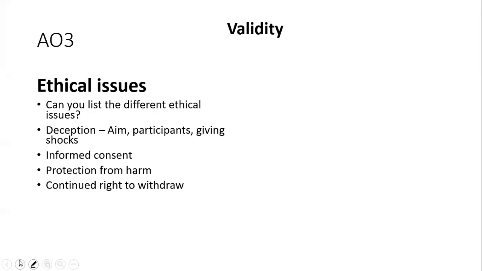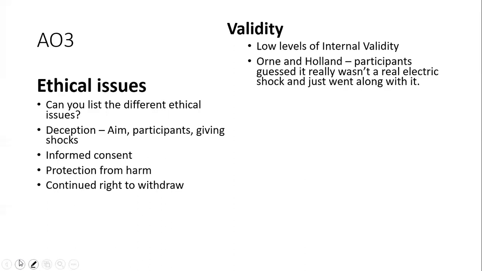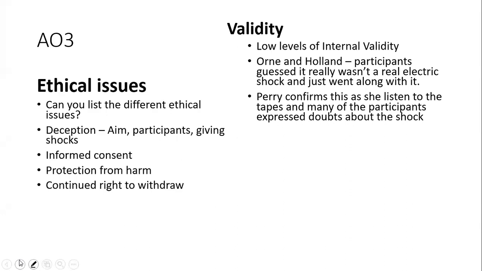I'm going to look at two evaluations. Validity, we're going to look at both internal and external validity. So the study has what we call low levels of internal validity. Why? Orne and Holland actually stated, hold on, people aren't daft, people aren't stupid. They believed that the participants really guessed that they weren't actually giving electric shocks, so they just went along with it because they were getting paid and it was the right thing to do. Also, Perry listened back to all the tapes from Milgram's original study, and many of the participants actually expressed doubt that they were really giving the shocks. So internal validity is going to be an issue here.